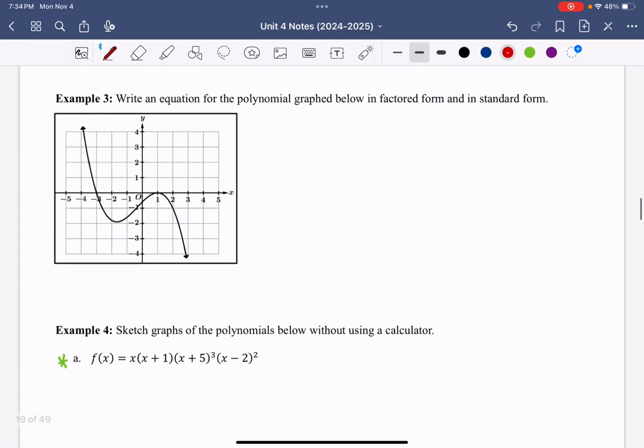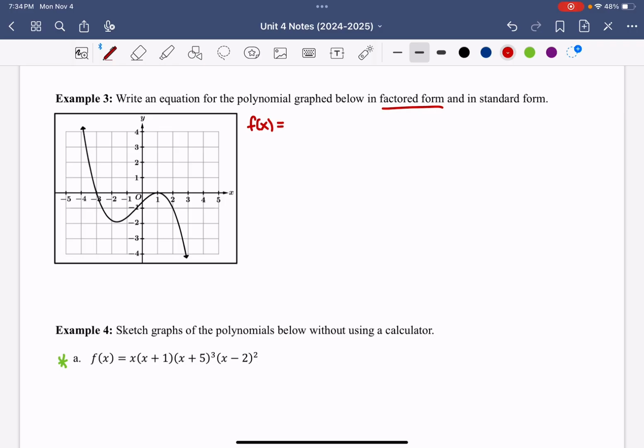Okay, before we actually get to graphing though, one thing that we also want to have a skill of being able to do is to write an equation for a polynomial in factored form and in standard form. So if you're given a graph, you should be able to figure out what its equation is. I think writing it in factored form is easiest first, and then we can write it in standard form. So for this function, it doesn't tell us what to name it, but let's call it f of x.